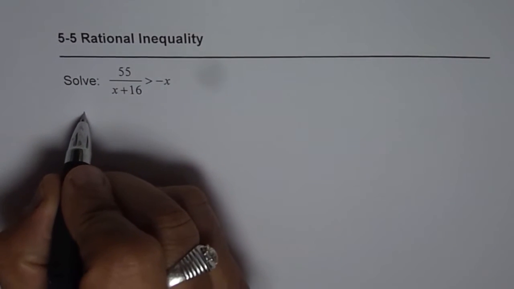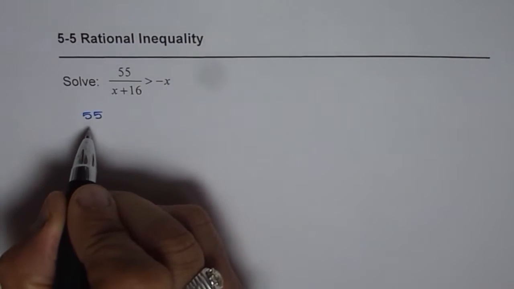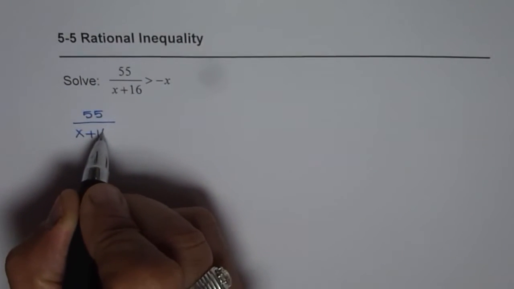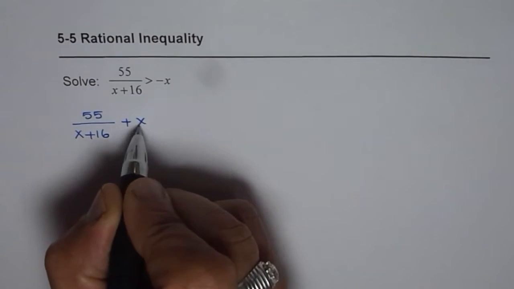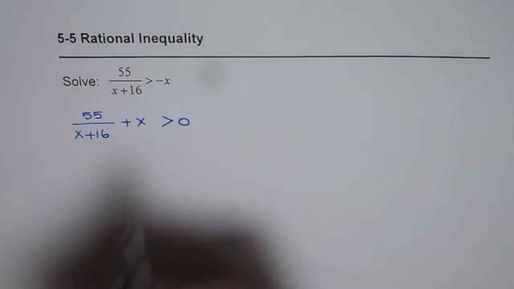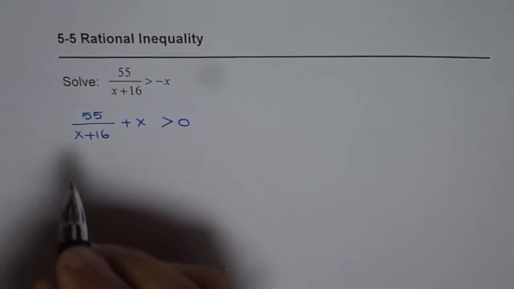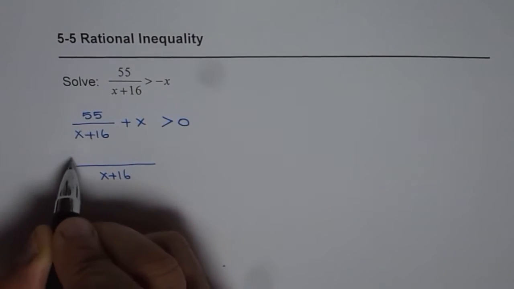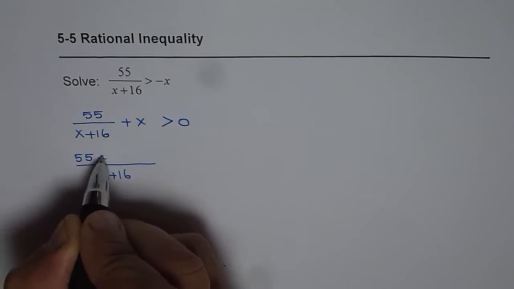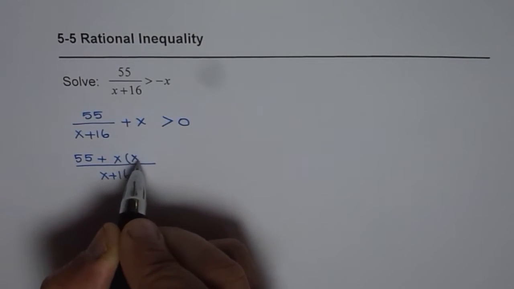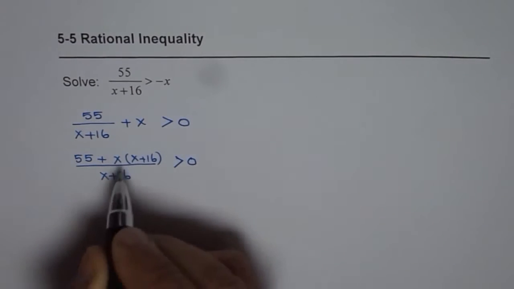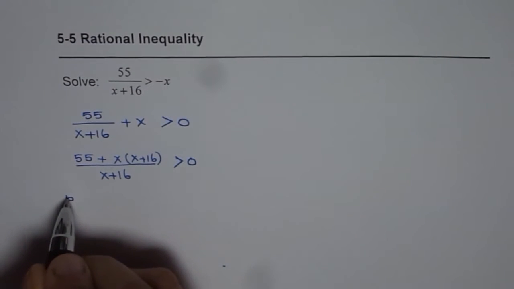So the first step should be bringing minus x to the left side. So we have 55 divided by x plus 16 plus x greater than 0. Now we can take common denominator of x plus 16. We get 55 plus x times x plus 16 greater than 0. Let's open the bracket in the numerator.